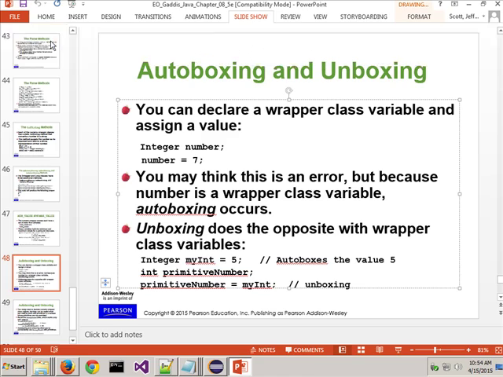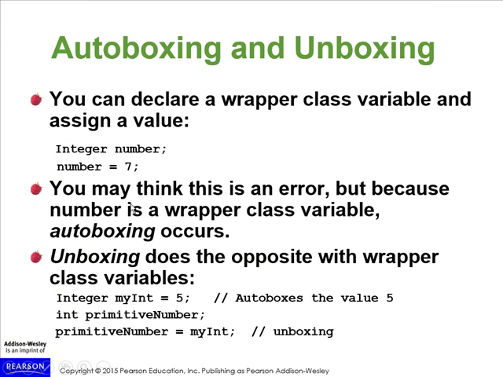It says you may think this is an error, but because the wrapper is a box, or the number is a wrapper, autoboxing occurs. That's what I mentioned to you before. And the opposite of that is called unboxing. It's not that it's a hard concept, but it's a different concept. It's a different way of looking at things.